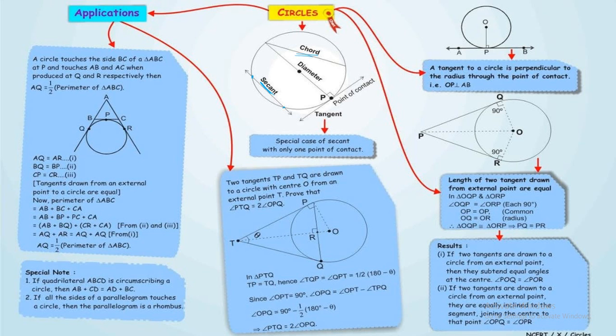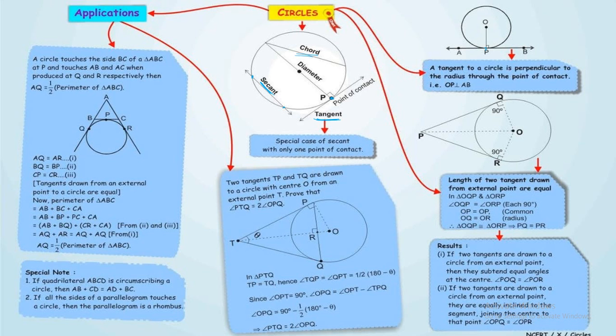Next, if a line touches the circle at only one point, then we call such a line a tangent, and where it touches the circle is what we call the point of contact. At the point of contact, the radius will be perpendicular to the tangent of the given circle.